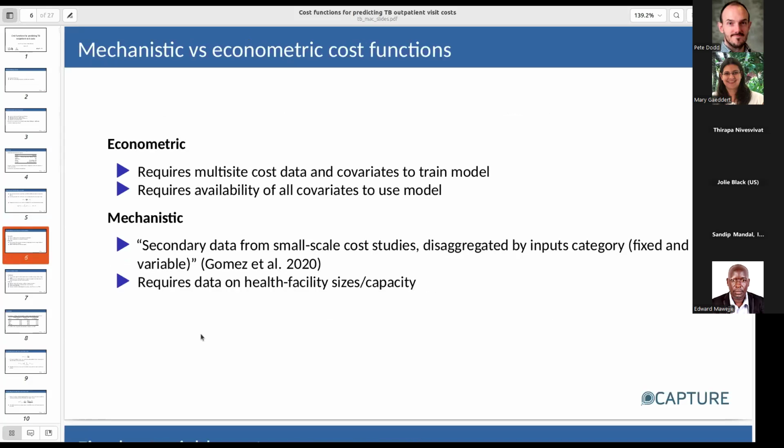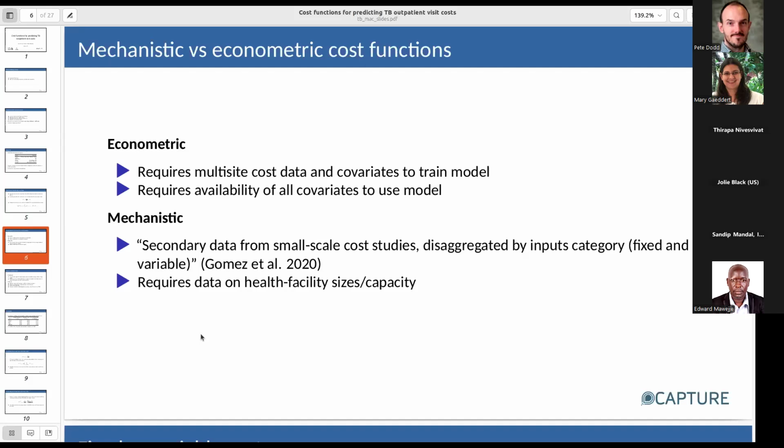Okay, so when we're comparing these cost function approaches, econometric cost functions obviously require a sufficient amount of multi-site cost data that is rich in covariates to train the model in the first place. And then they also require those covariates to be available at the point of use. So they've been perhaps underused for these two reasons.